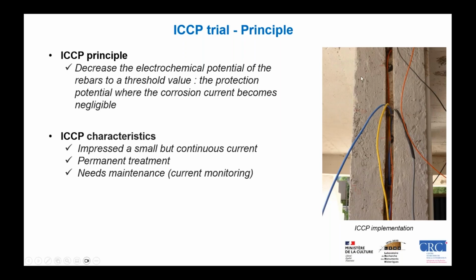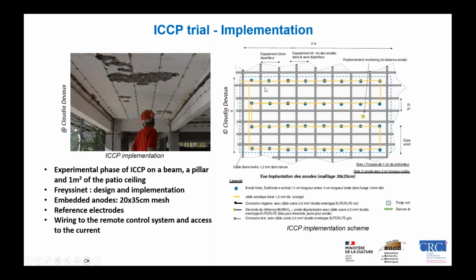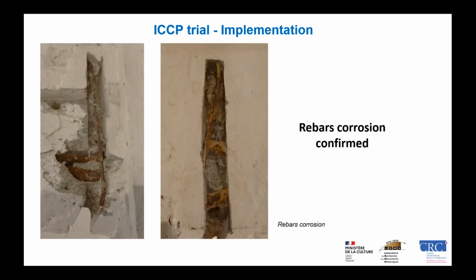Here you can see the implementation of the trial. So it was designed by Fraissinet, and we were allowed to implement it on 1 square meter of a pillar and of the patio, as you can see here and here. So we had some embedded anodes, reference electrodes, and wires to the remote control system and access to the current. What we have seen during the implementation is that the corrosion of the rebars was confirmed, as you can see here.